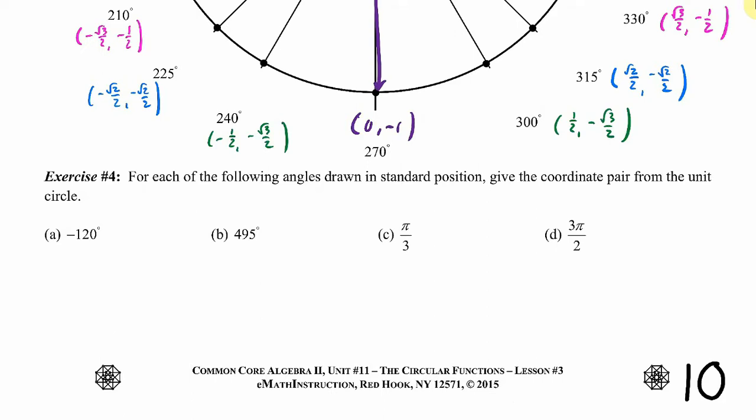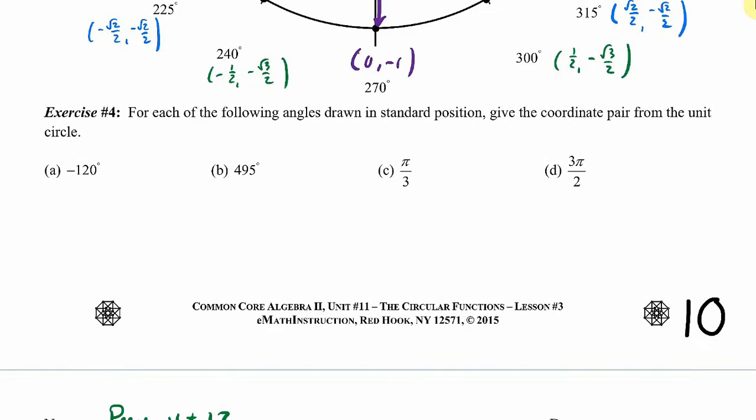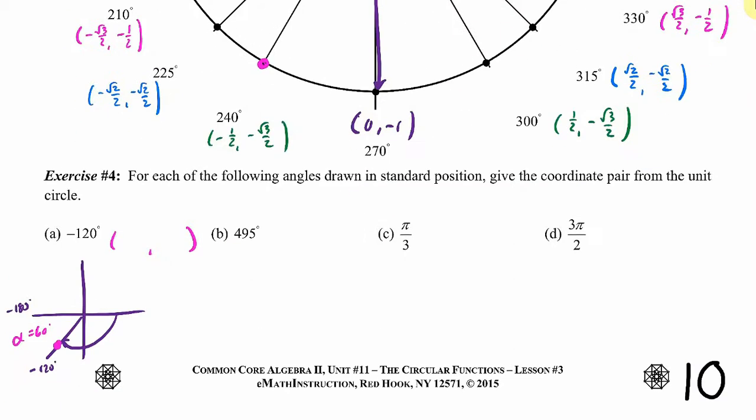So -120 degrees. You can come up here and look at all this stuff for now, but basically here's how I do these. I know -120 is going to put me over here. This is -180 degrees. And so I have a reference angle of 60 degrees. So I just want to be at whatever coordinate corresponds to 60 degrees in the third quadrant. Well, that's our 240 right there, and there's the coordinate (-1/2, negative radical 3 over 2).